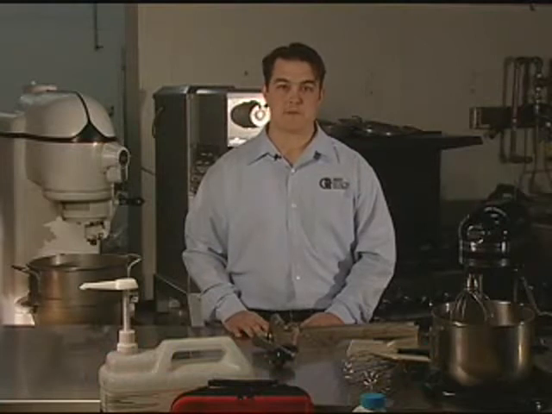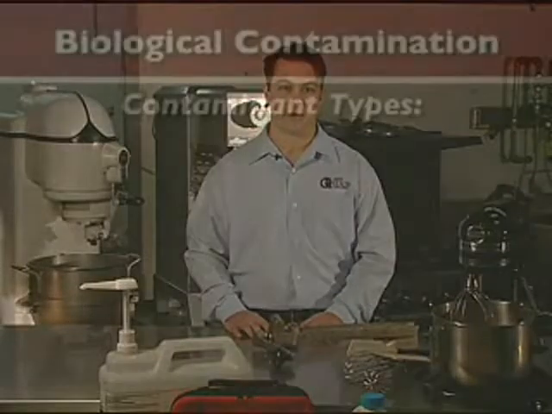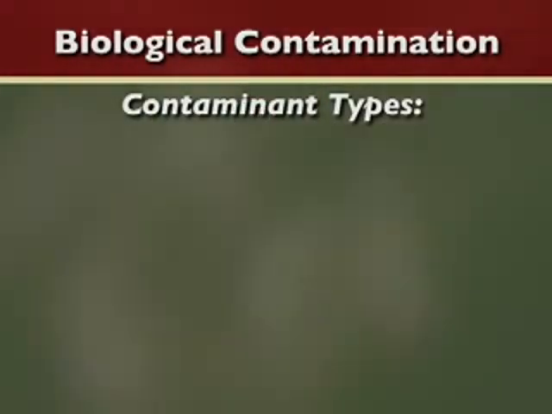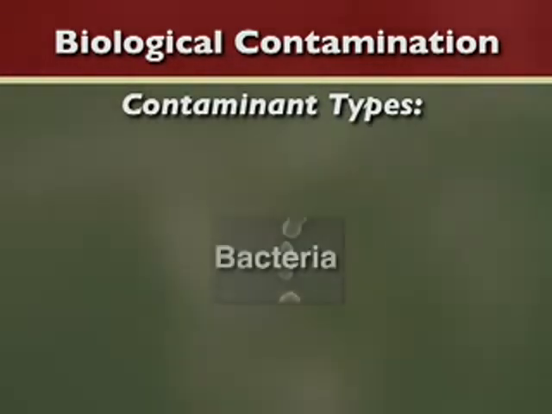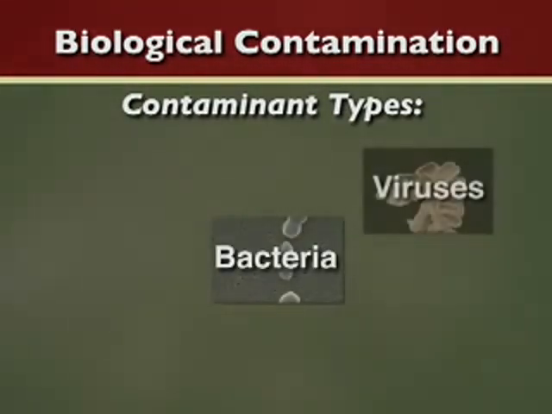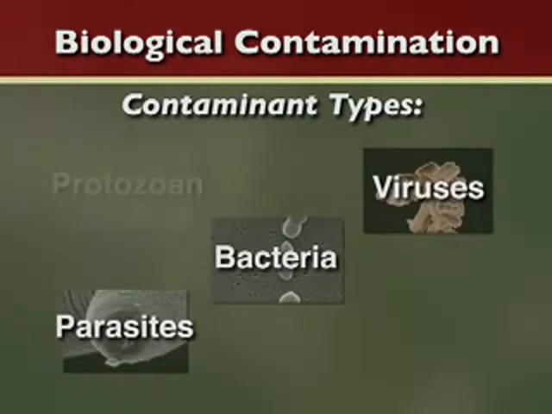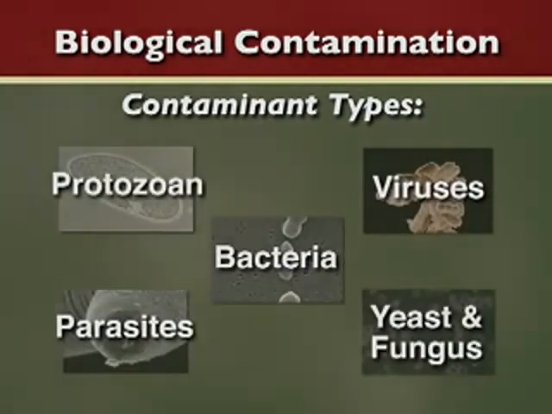The third type of contamination is biological. This is what we'll focus on more than anything else. Biological contaminants are those small and most often microscopic organisms that are either a natural part of the food or are introduced into the food by improper handling. What are some of these biological contaminants that can cause illness? They're usually grouped into 5 categories: bacteria, viruses, parasites, protozoan, and fungus and yeast.